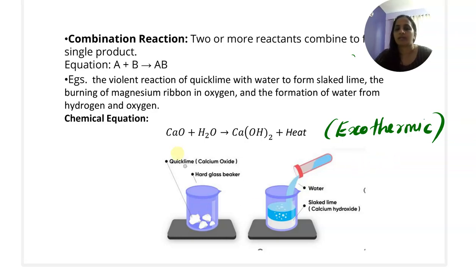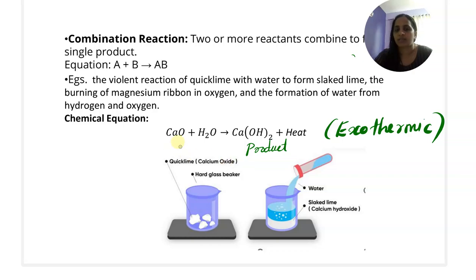Here you can see calcium oxide. Whenever calcium oxide is mixed with water, it changes to calcium hydroxide plus heat. So here the reactants are calcium oxide and water. They combine and you are getting only one product. Here calcium hydroxide is your product. So this is an example of a combination reaction.